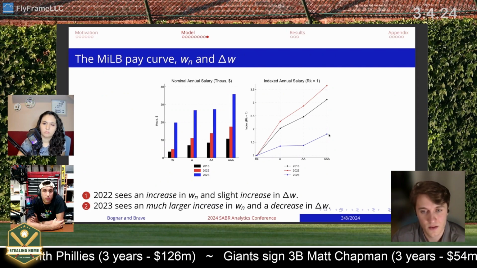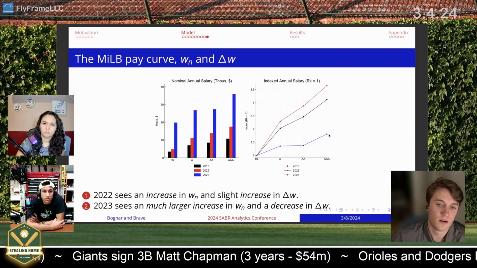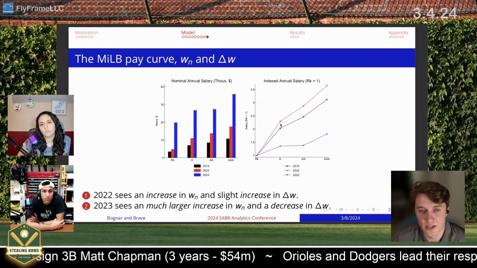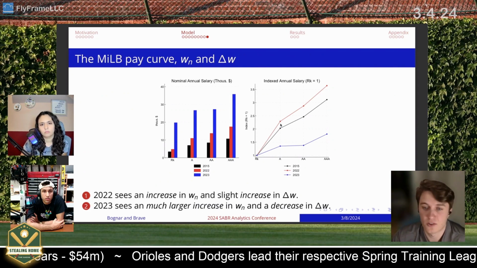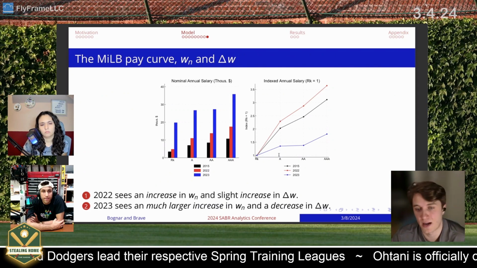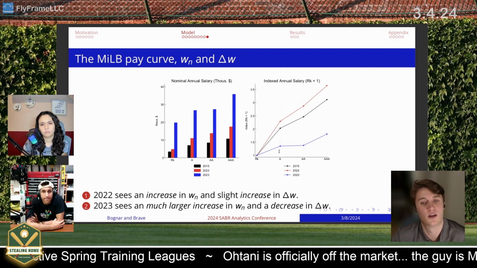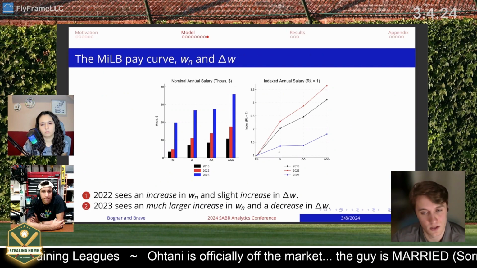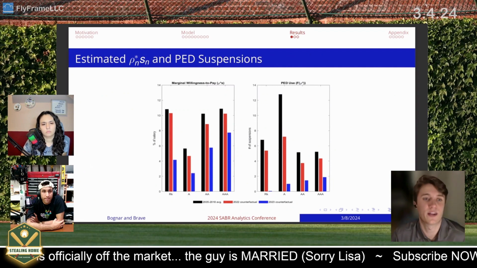And so what would we predict, just as a naive prediction, for 2022? We would predict a slight decline in PED suspensions. And then for 2023, because we have a massive increase in W and a massive decrease in delta W, we're going to predict naively a pretty big decrease in suspensions.